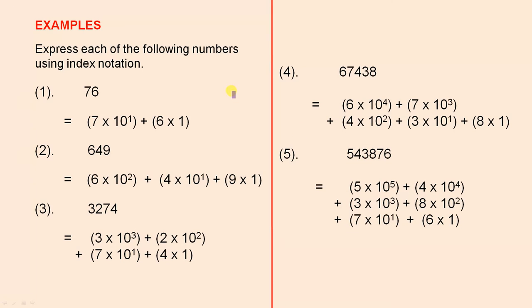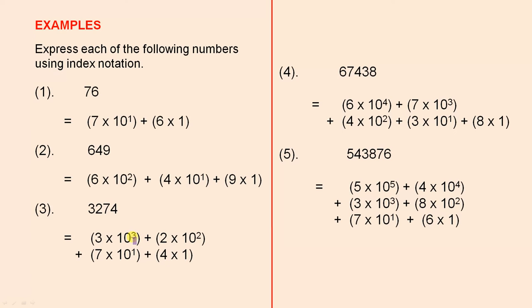We also write the numbers using index notation. Okay, it's the same as expanded form, except we use the indices. The tens column, 10 to the power of 1. That's the hundreds column is 10 squared. The tens column is 10 to the power of 1. And the ones column is 9 times 1.